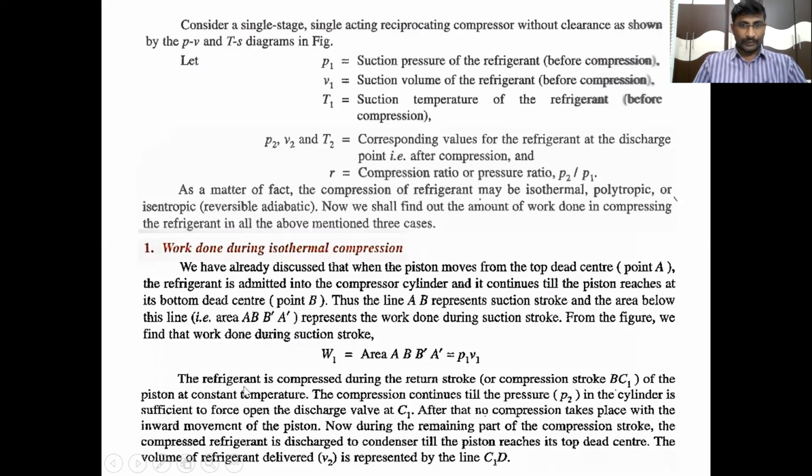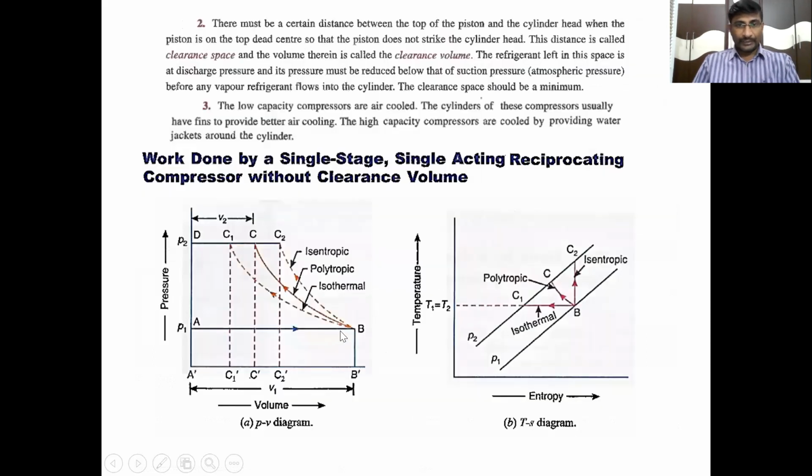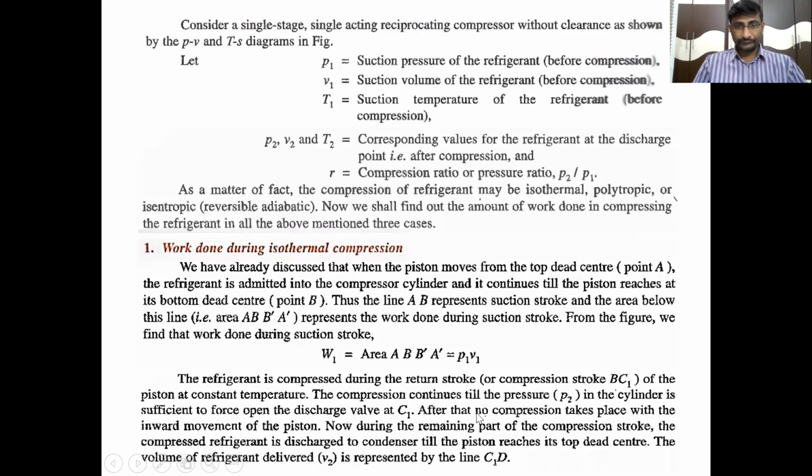After that, at point B, the refrigerant starts to compress during the return stroke from B to C1, during the isothermal compression of the piston at constant temperature. The compression continues till the pressure P2. The compression from P1 to P2 in the cylinder is sufficient to force open the discharge valve at C1. So when the pressure reaches P2, the discharge valve opens at C1 during the isothermal compression.